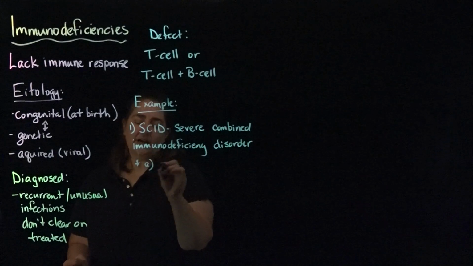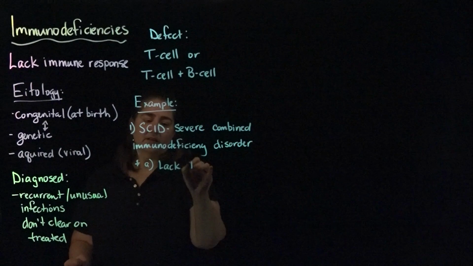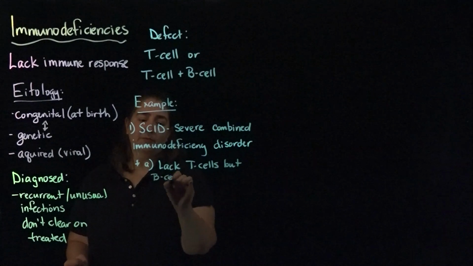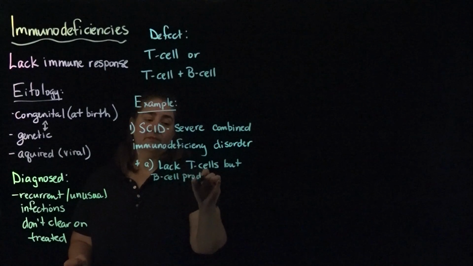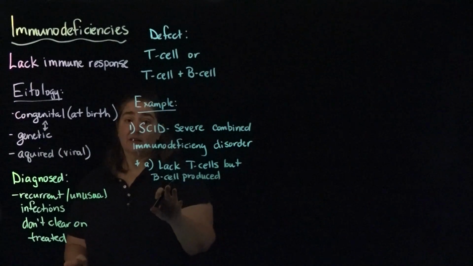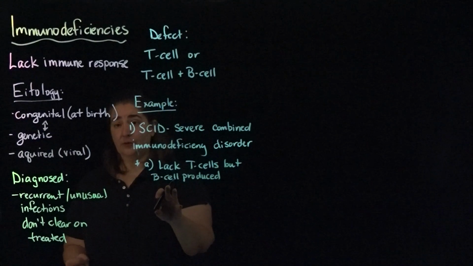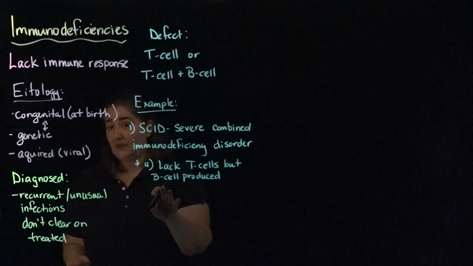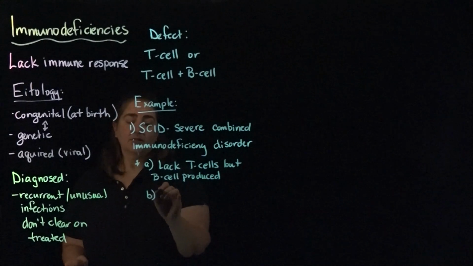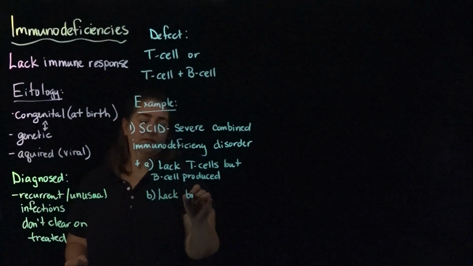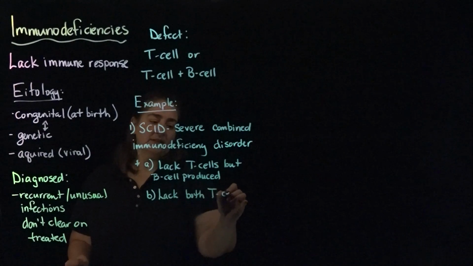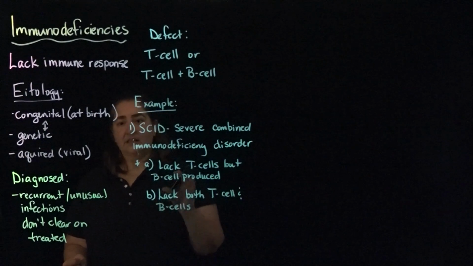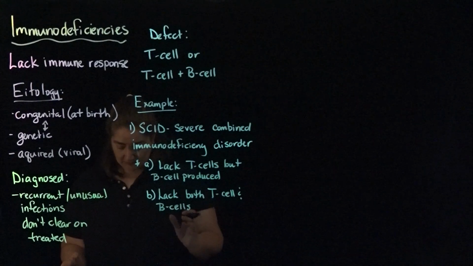And with that, you can either have a lack of T cells, but you do have B cells produced. Now, those B cells may not be functional because if you remember from reviewing immunology, you need the helper T cells to activate the B cells to get the antibodies made, okay? You can also have a lack of both T cells and B cells, all right? Meaning the cells aren't produced at all, okay?